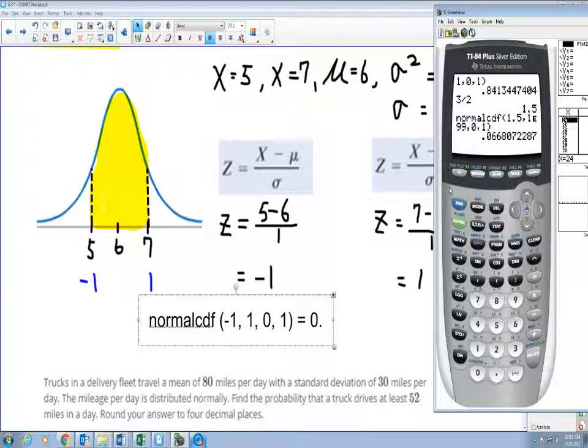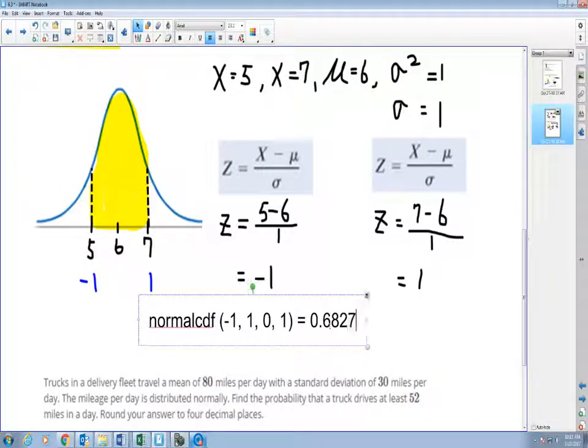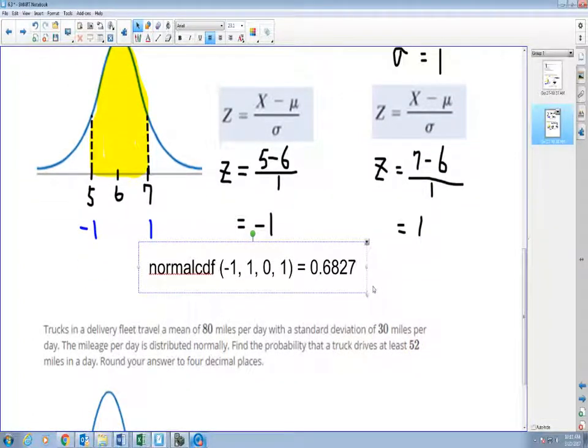Now, if you remember the empirical rule, that will be 68%. One standard deviation from the mean is 68% of your data. But this is actually a little bit more accurate. We need to run to 4 decimal places. Comma 0, comma 1. It's actually 0.6827. Okay, that's a more accurate answer. So that's why normally the empirical rule is rounded to 2 decimal places, something like that.